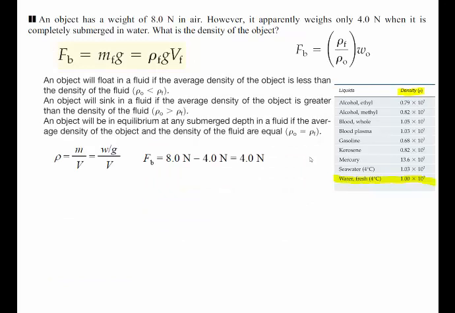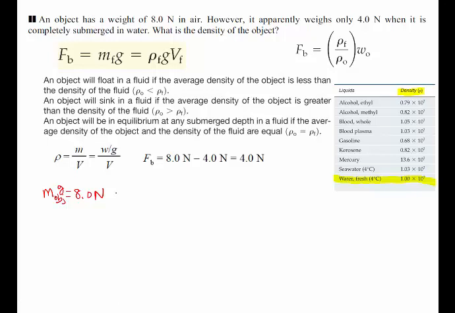So here we have an object that has a weight of 8 newtons in air. So we start off with our object having a weight, so mg is 8 newtons. But it apparently weighs only 4 newtons when it's completely submerged in water. What is the density of the object?